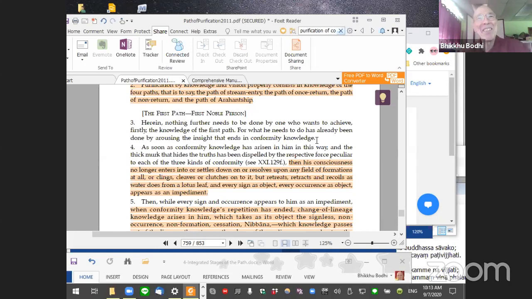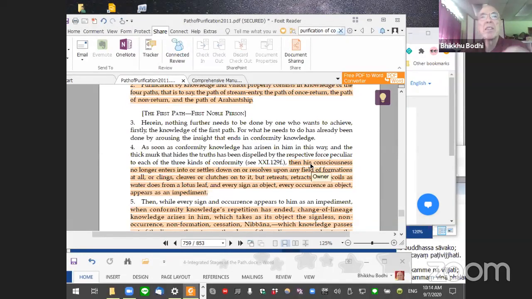That could be a simile that we would add into a modern version of the Visuddhimagga. Okay, so as soon as conformity knowledge has arisen in him in this way, the thick murk or fog that hides the Four Noble Truths has been dispelled by the force in each of the three kinds of conformity. The three kinds of conformity are actually referring to the preliminary work, access, and conformity itself. All three of them together are collectively called conformity knowledge.